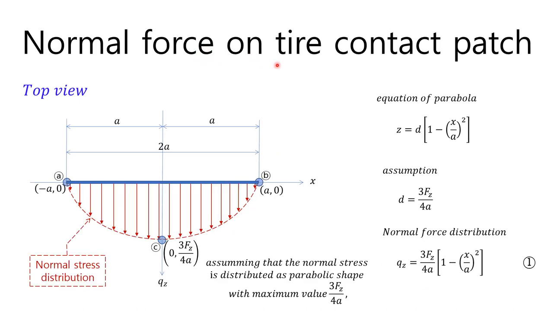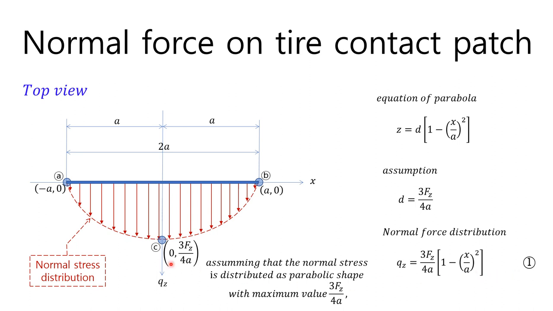Let's find the normal force distribution of bristles. The magnitude of maximum vertical force per unit length, occurring at the center of the tire contact patch, is known as 3Fz over 4a in most tires, where Fz is the total vertical force of a tire. Substituting this value into D and substituting Qz into Z, the equation for the load distribution function Qz per unit length can be obtained in the form of a parabola, like equation 2.